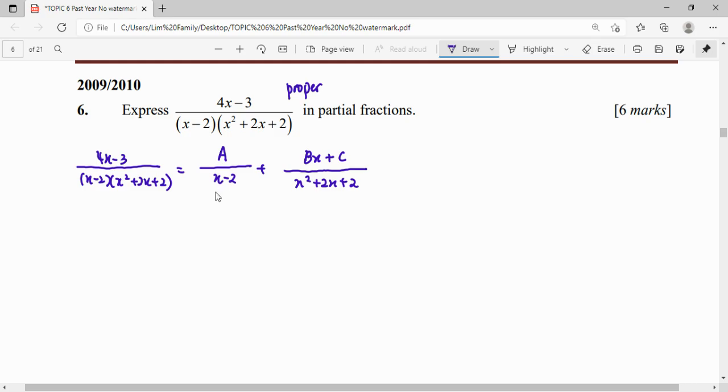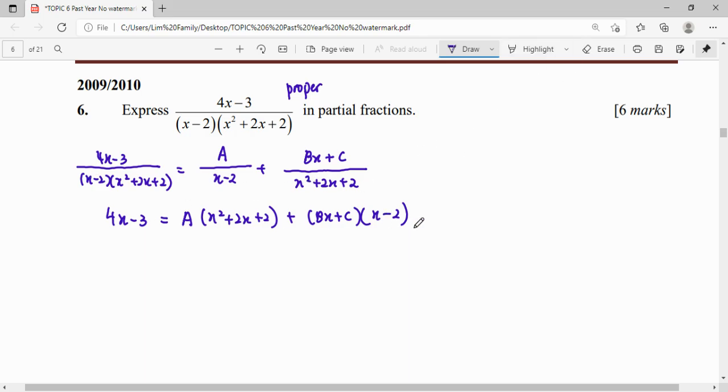Then we build out the equation. We get the same denominator for the numerator, where our constant A will be multiplied with the factor that it doesn't have, which is x squared plus 2x plus 2. And then another one here, put your bracket (bx plus c), multiplied with x minus 2. When you don't put the bracket, we will be confused, because this bx should be multiplied with the factor that it doesn't have, which is x minus 2.